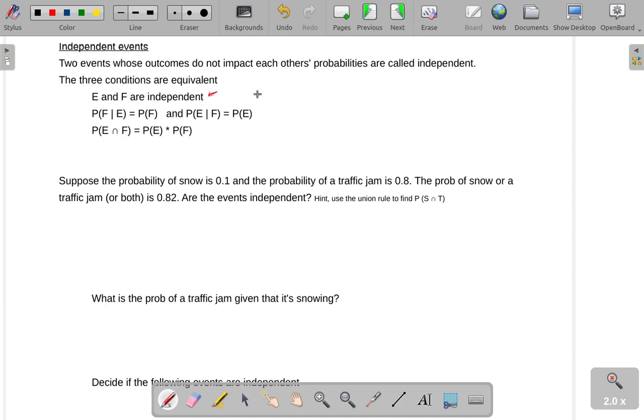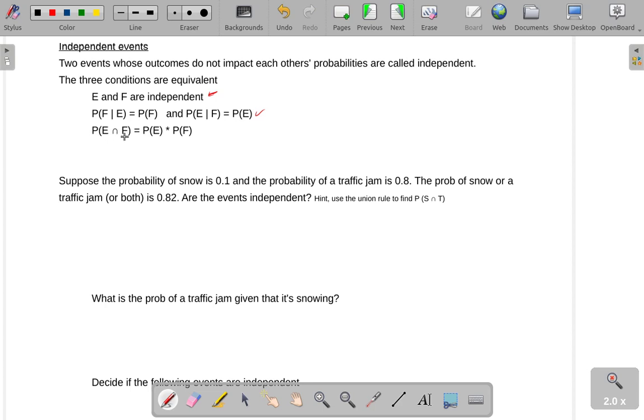If you say that they're independent, this is the same as saying the probability of F given E is equal to the probability of F. So the probability of one event given that another one has happened, if it's the same as the probability of that event in general, then you can say they're independent. And it doesn't matter if we say F given E equals the probability of F, or E given F is the probability of E. The important thing is that the given doesn't change the probability, and that happens when they're independent.